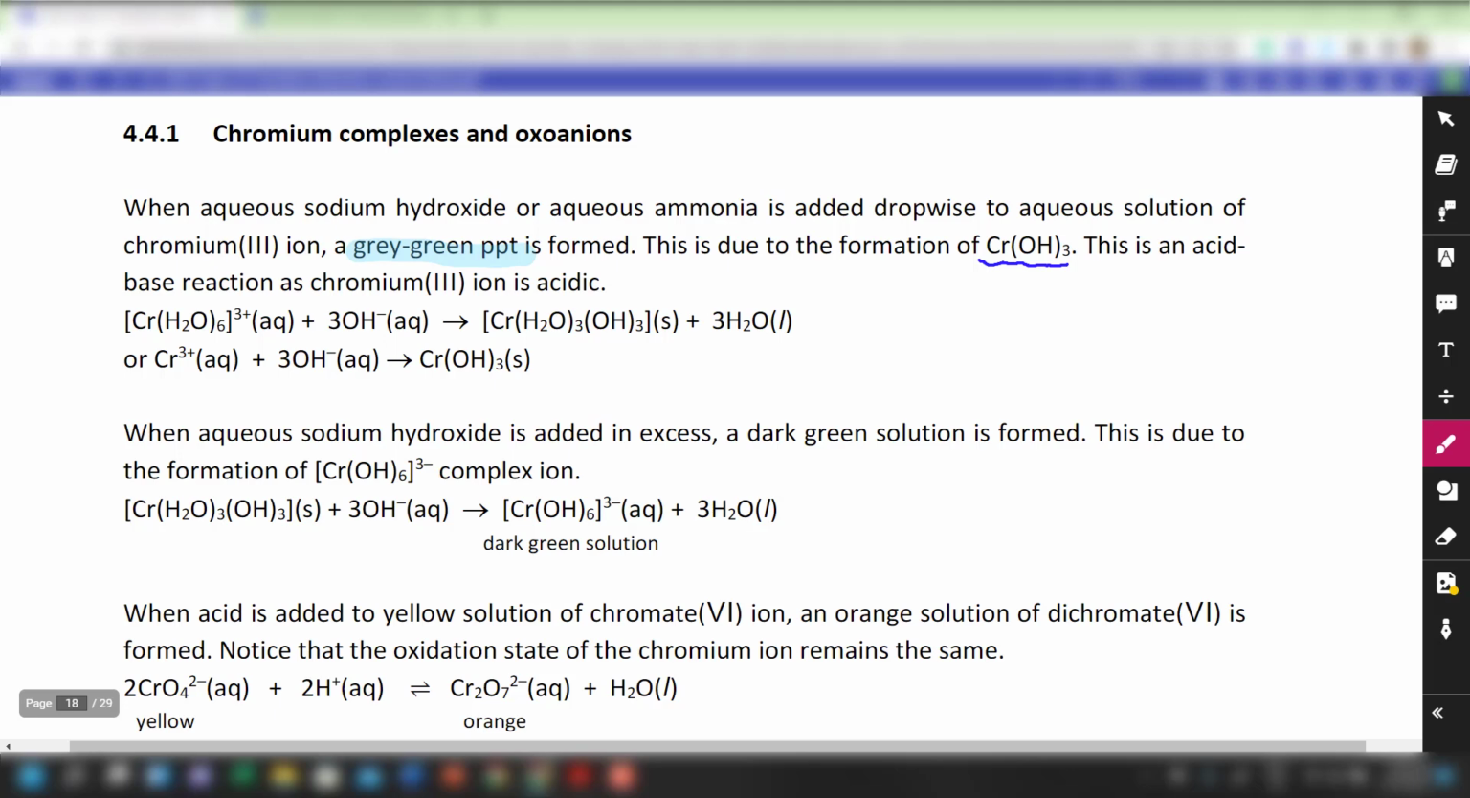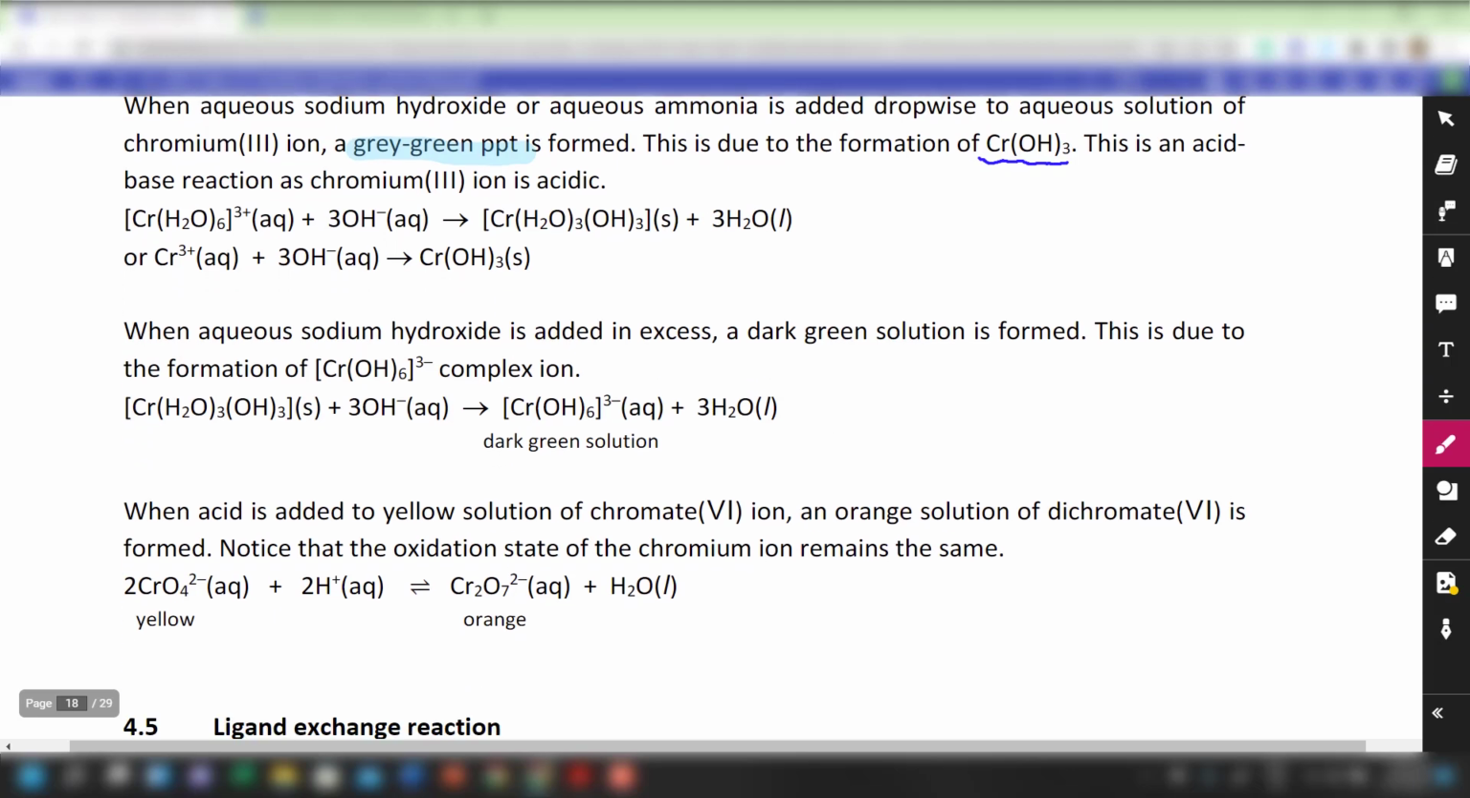Yeah, so there are a few aspects you can look at. It doesn't really matter. Okay, and then when sodium hydroxide is added in excess, we get a dark green solution. This is a dark green complex being formed. It also demonstrates the amphoteric nature of chromium 3 hydroxide.